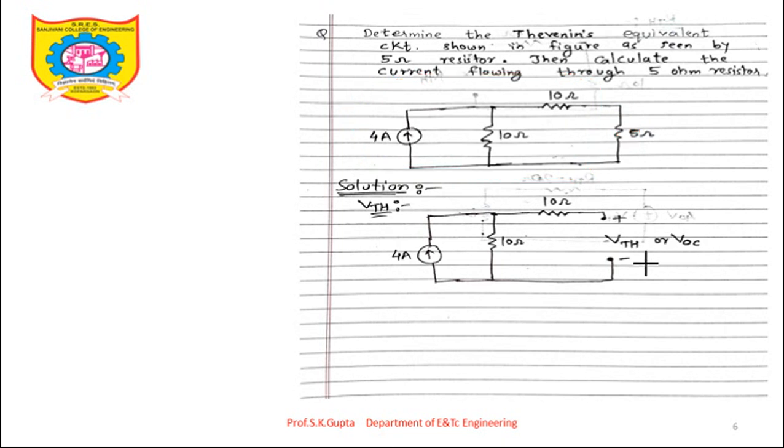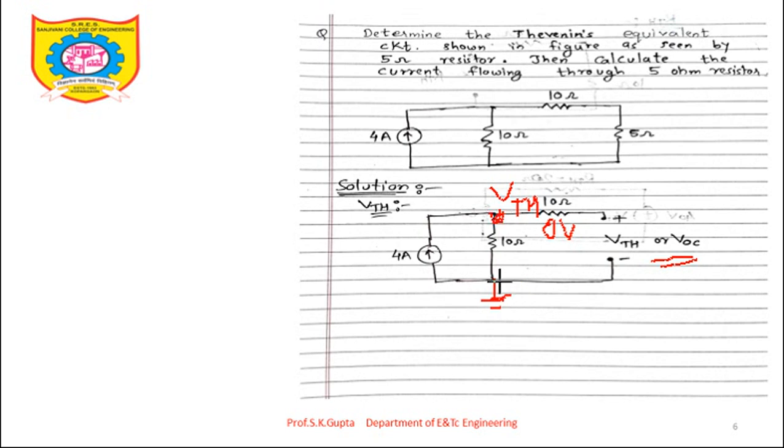So what is VTH? VTH is nothing but the open circuit voltage. Open circuit means 0 ampere current. 0 ampere current means the voltage drop across this resistance is 0 volt. Now as the voltage drop is 0 volt, this positive terminal of VTH will come over here. So here is VTH with respect to ground. This negative terminal will come over here. So this is the VTH with respect to ground.